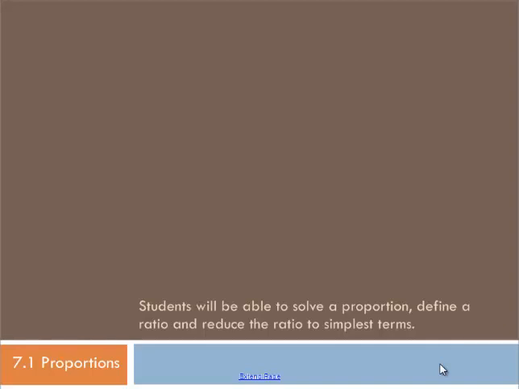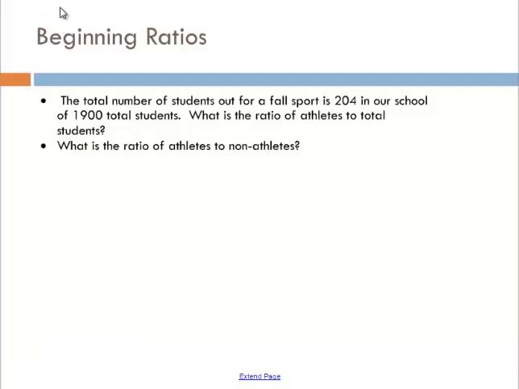We're going to start Chapter 7 by talking about proportions. Chapter 7, for the most part, is about similar triangles and similar polygons, but we need to be able to understand proportions to be able to do that. So, let's go ahead and start with this ratio.